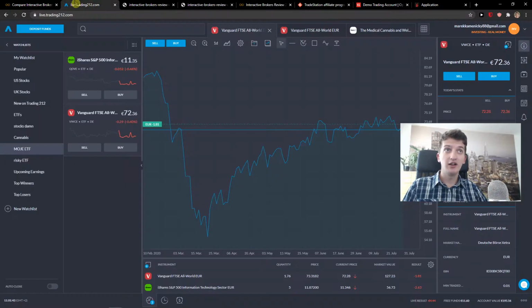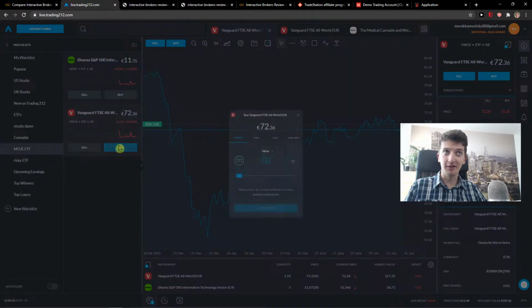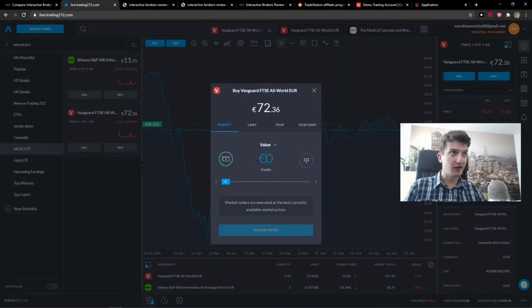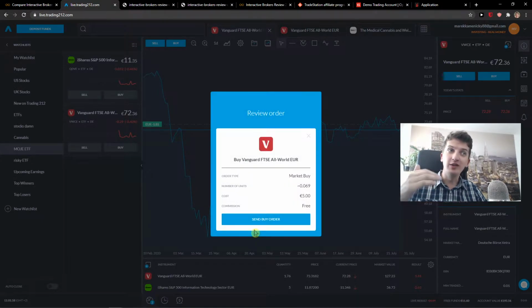But let's look at Trading212. This is the platform that I'm investing through. I'm going here to Vanguard ETF, click buy. I will just add a value of, I don't know, 5 euro. Preview order. And you see the commission is free, you don't have to actually pay anything. So my recommendation, if you would like to buy ETFs and also stocks on a monthly basis, Trading212 is the choice for you, in my opinion.